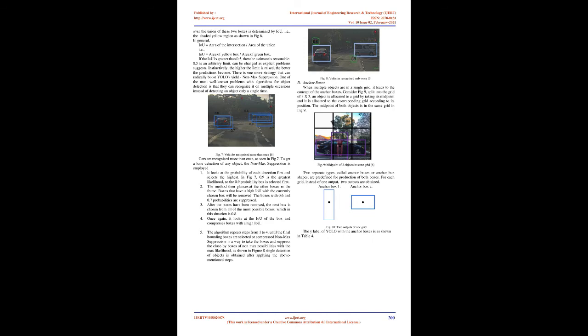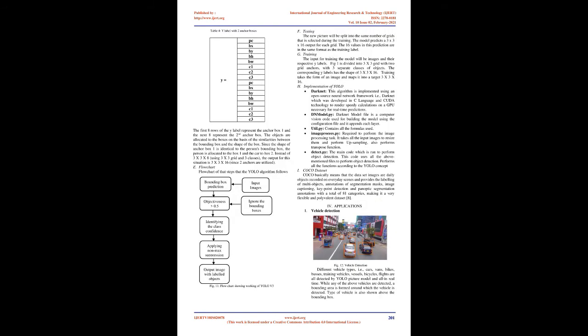The method then glances at the other boxes in the frame. Boxes that have a high IOU with the currently chosen box will be removed. The boxes with 0.6 and other probabilities are suppressed. After the boxes have been removed, the next box is chosen from all of the most probable boxes, which in this situation is 0.8. Once again, it looks at the IOU of the box and suppresses boxes with a high IOU. The algorithm repeats steps 1 to 4 until the final bounding boxes are selected or suppressed.